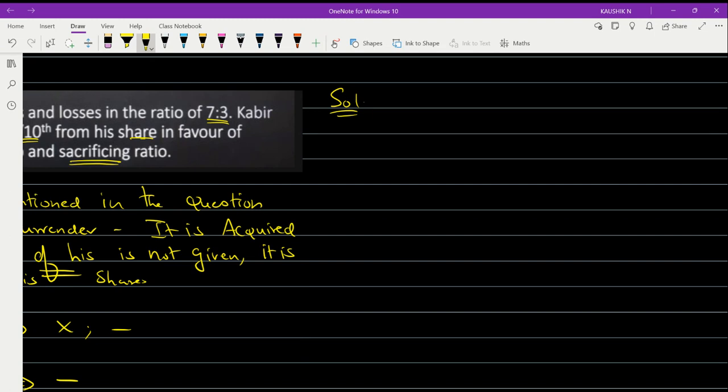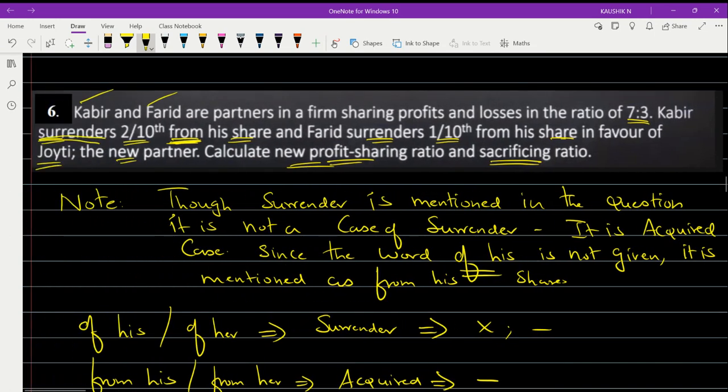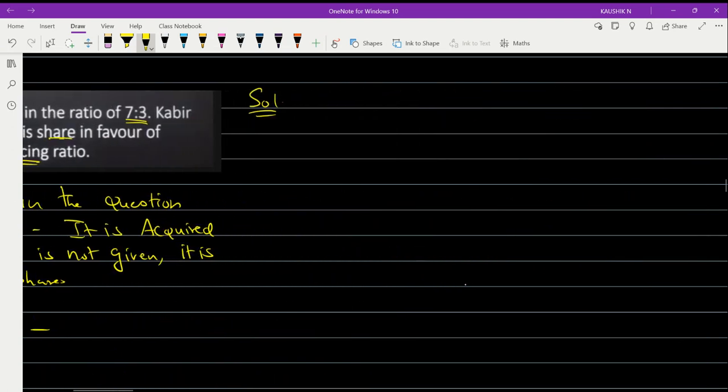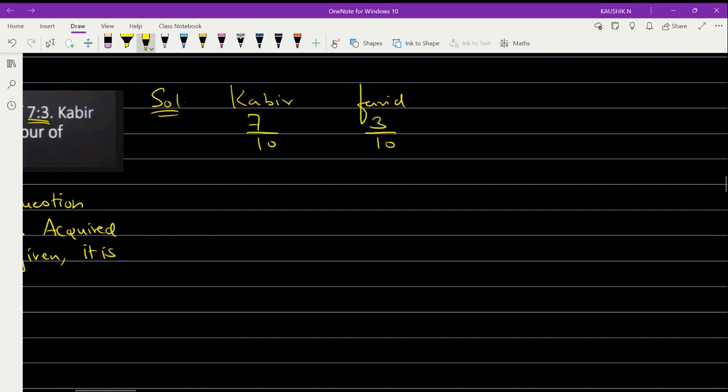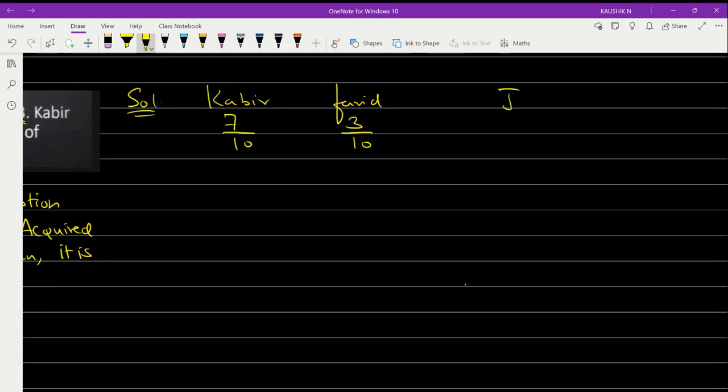So who are the old partners? The old partners are Kabir and Farid. Let me write here. And what is the profit sharing ratio? 7 is to 3. That means 7 by 10 and 3 by 10. Who is the new partner going to join them? The new partner is Jyoti.